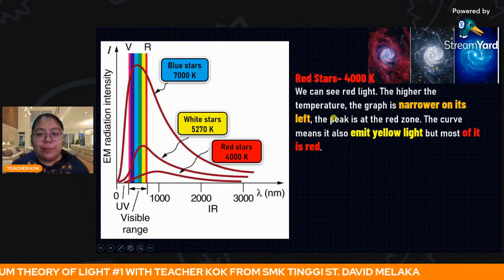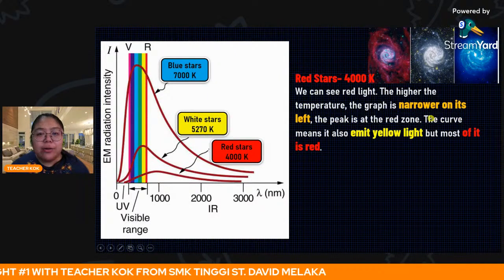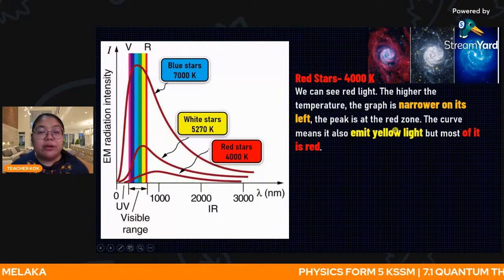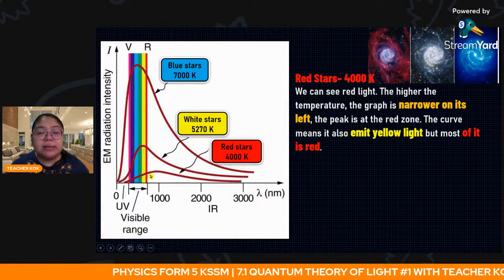About the red star: the higher the temperature, the graph is narrower on its left. So the important thing to mention is the left-hand side, narrow. The peak is at the red zone. This one is a red star, so the maximum light intensity is surely the red color.